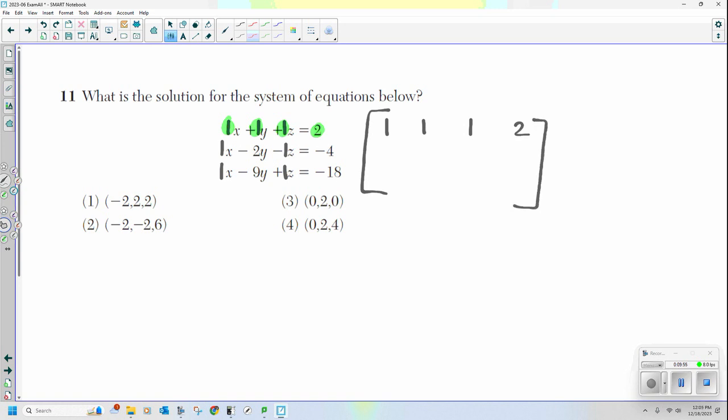Okay, if you need to. This is like my x column, my y column, my z column, and what it's equal to. The next equation is going to be a positive 1, a negative 2, negative 1, and negative 4. All right? So it's 1, negative 2, negative 1, negative 4. And last but not least, positive 1, negative 9, positive 1, negative 18. Don't forget the negative signs, okay? So it's positive 1, negative 9, positive 1, negative 18.